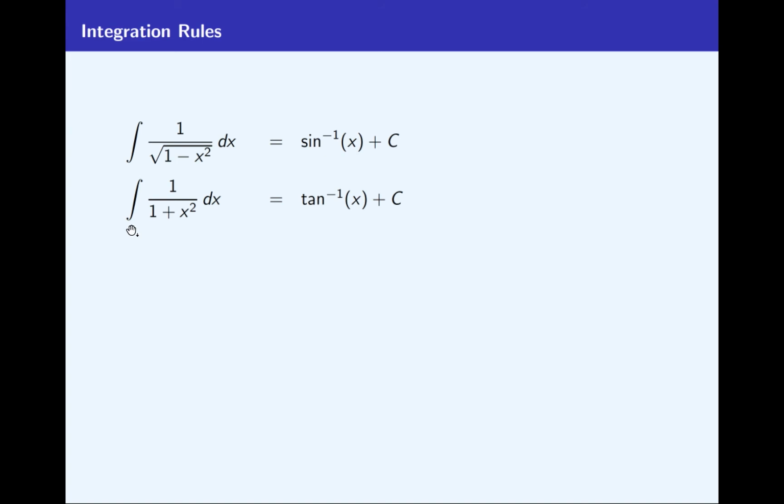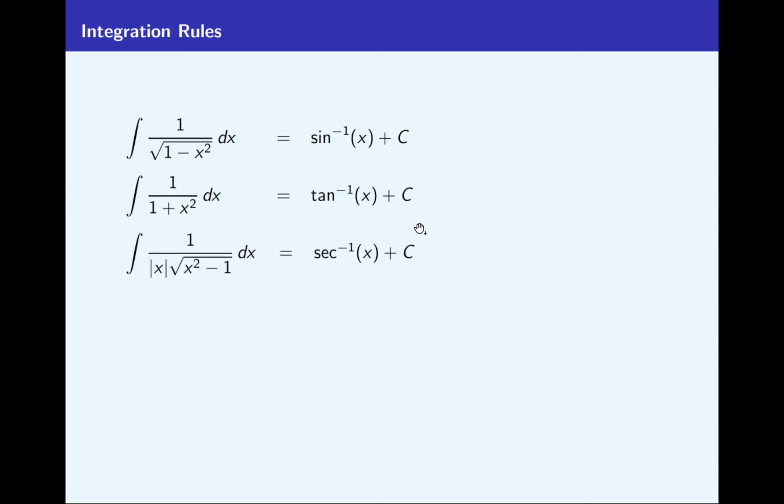What if you needed the integral of 1 over 1 plus x squared dx? You're looking for a function whose derivative is this. We happen to know one. It's tangent inverse of x. So this integral equals tangent inverse of x plus c. So we're running all of our derivative rules in reverse here to get integration rules.